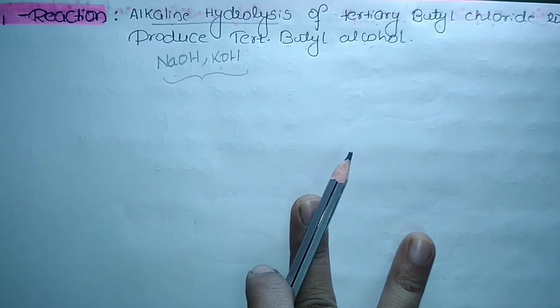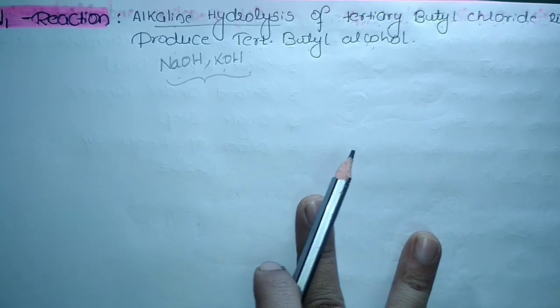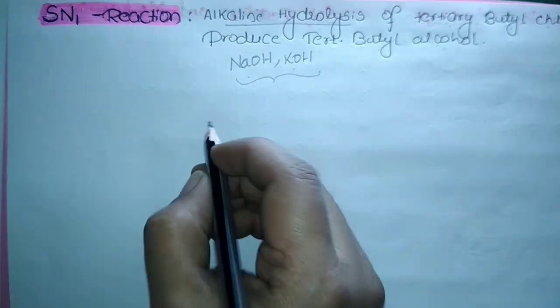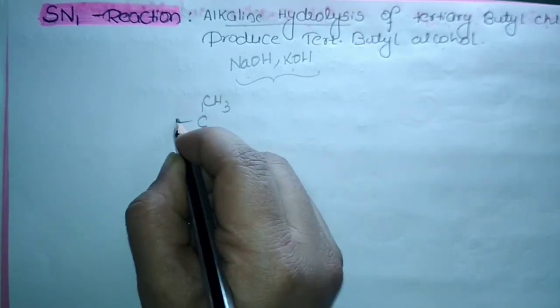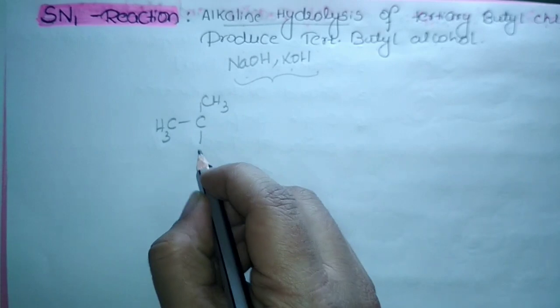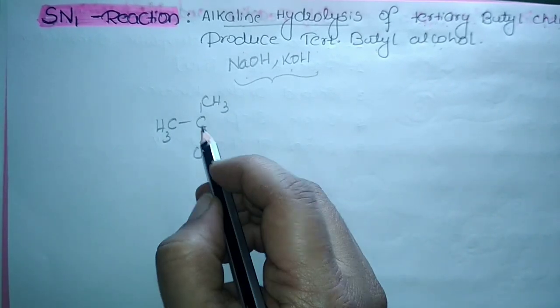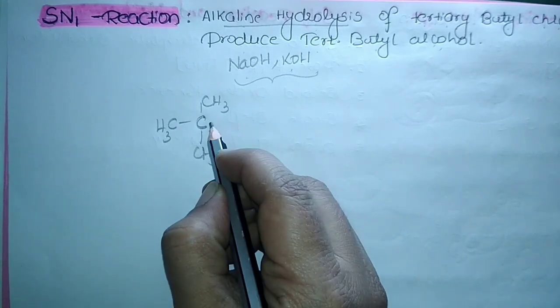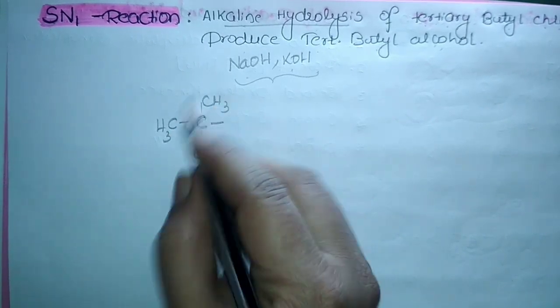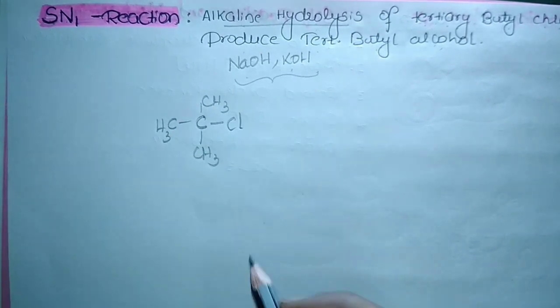okay. So here tertiary butyl chloride, I'll just write the reaction. See, what is the condition for the tertiary? Zero hydrogen atoms will be attached to the carbon and three R groups will be attached. This is called tertiary butyl chloride, okay.